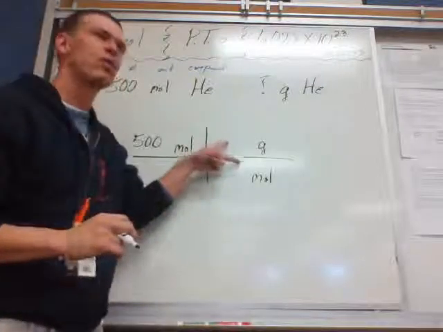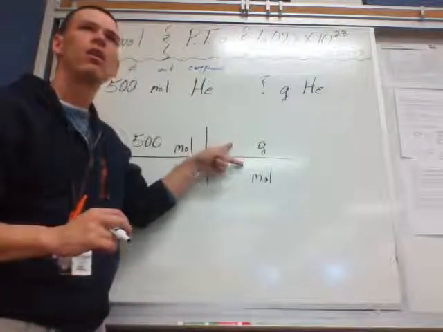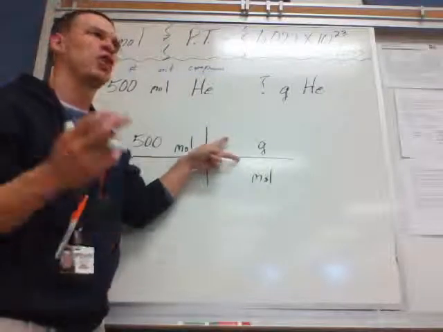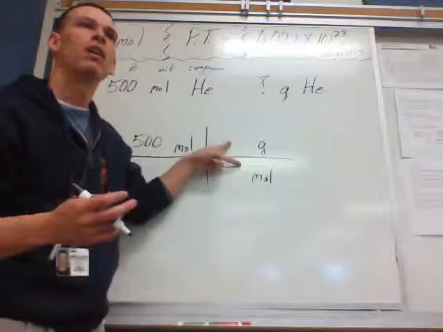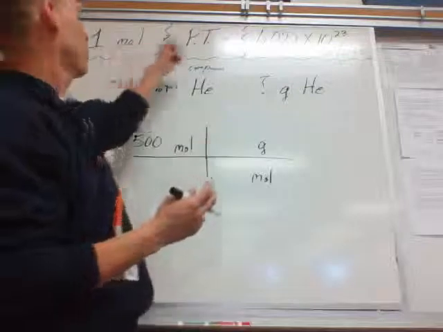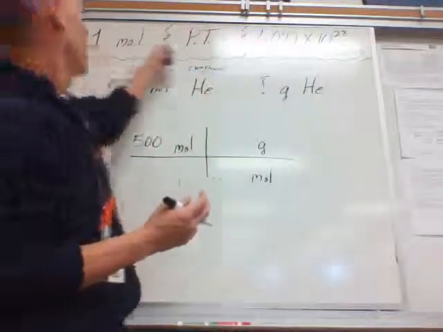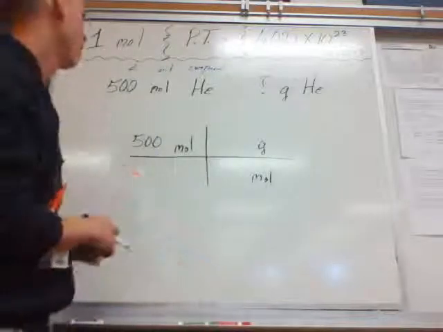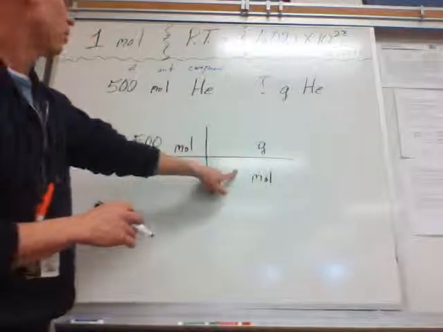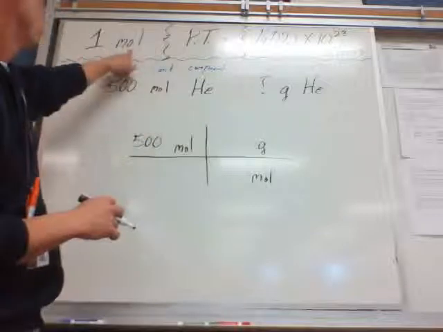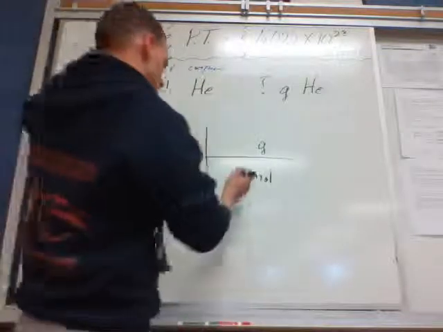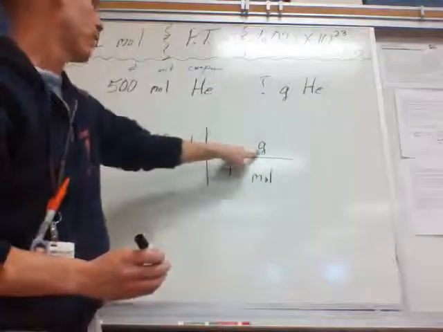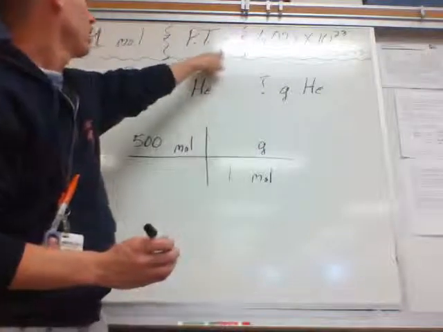What goes in those squares? Just generally, 2 of the 3 numbers up here. All right? It comes straight from the top. What number is associated with moles? 1. Always 1 for moles. What number is associated with grams?